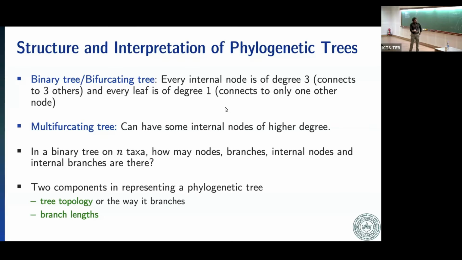Now, as I mentioned, there are two components in representing a phylogenetic tree. We have the tree topology, that is the overall branching structure, the graphical structure itself, and then the branch lengths. Coming back to one of the previous questions, how to determine the branch lengths, we'll come back to that. But these two things together represent the phylogenetic tree. In some applications, the tree topology becomes more important, but in other cases, branch lengths can also be important parameters to learn.